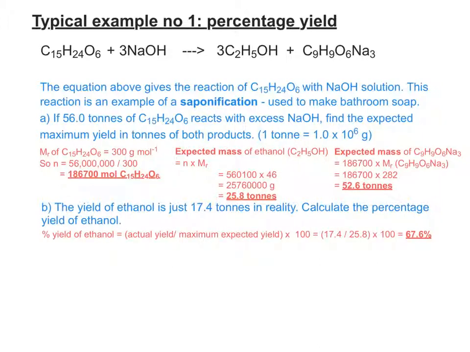So in reality what you're doing is you're dividing the actual amount you get by the amount you expect to get and then expressing it as a percentage. So let's have a look at the next part of the question.